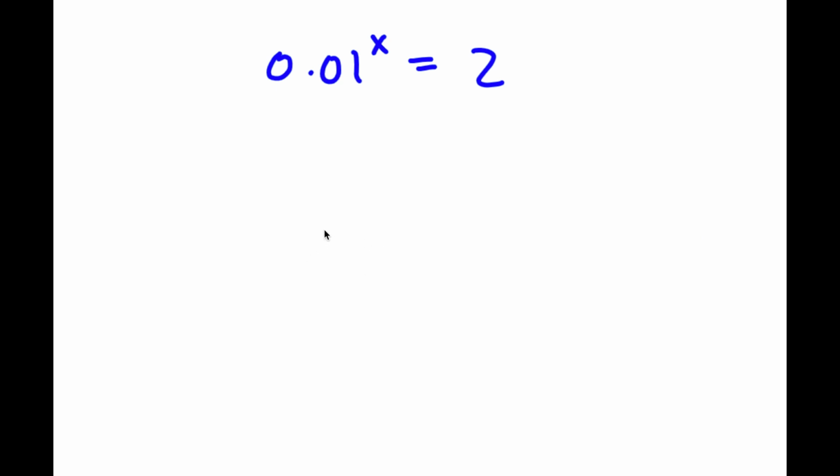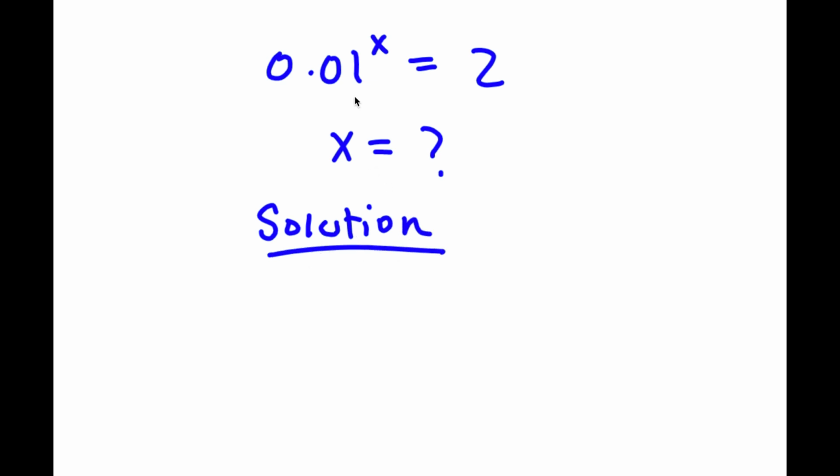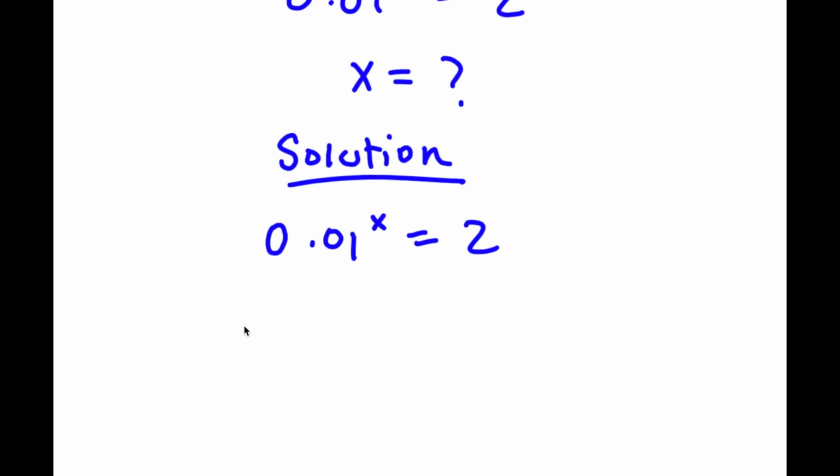Alright, so in this problem, I have 0.01 to the power of x is equal to 2. So I want to find the value of x here. So for my solution, first start with 0.01 to the power of x is equal to 2. Now I'm going to take the log on both sides. So now I have log of 0.01 to the power of x is equal to log 2.